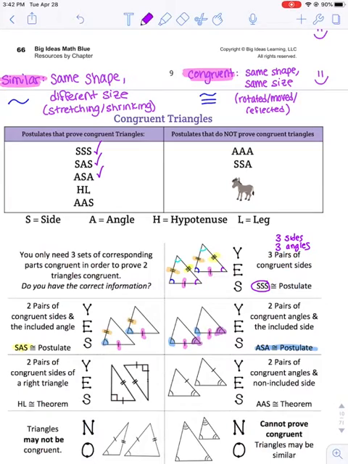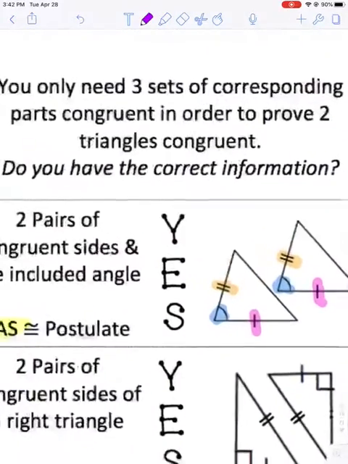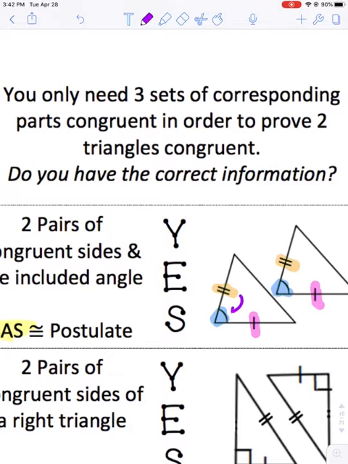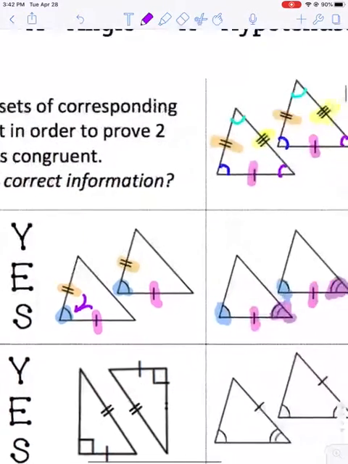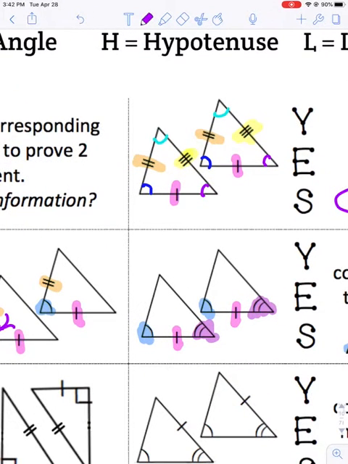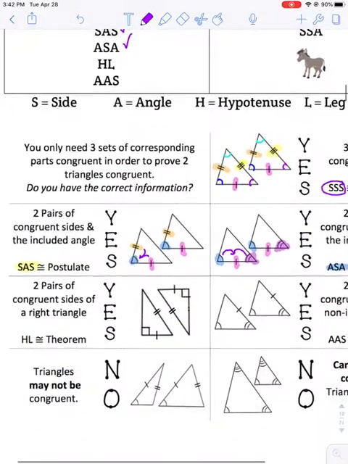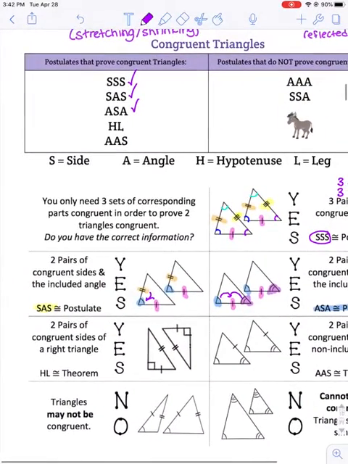Those two are kind of opposites from each other. Side, angle, side, angle, side, angle. It works either way. The important thing is that with side, angle, side, the angle is between the two sides. With angle, side, angle, the side is between the two angles. All right, let's look at the next one.